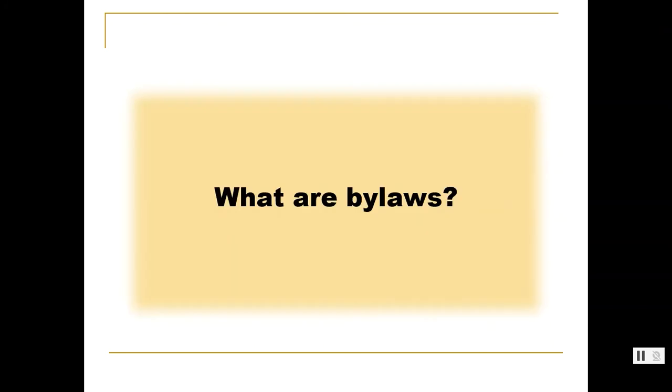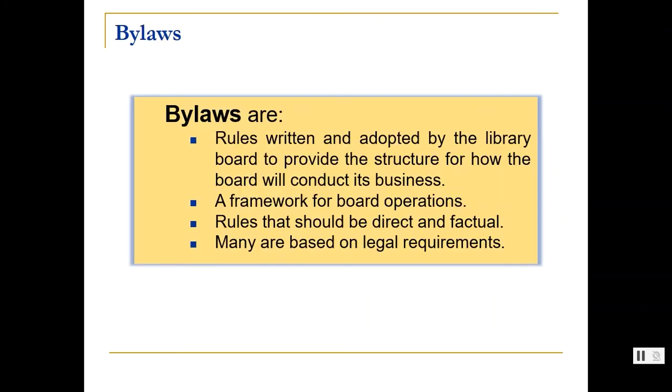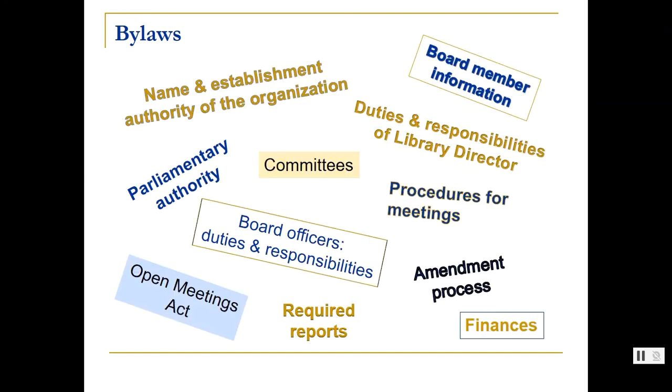What are bylaws? Bylaws are the rules written and adopted by the library board to provide structure for how the board will conduct its business. Bylaws are a framework for board operations. They should be direct and factual. Many are based on legal requirements. As the bylaws are somewhat difficult to modify, they should not contain anything which might be subject to frequent revision, but should be substantial enough to guide the organization. Bylaws cannot be as easily changed as policies, and changing the bylaws could have legal ramifications.